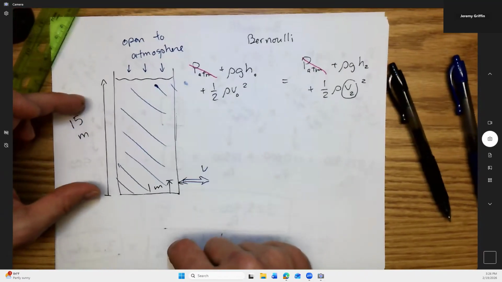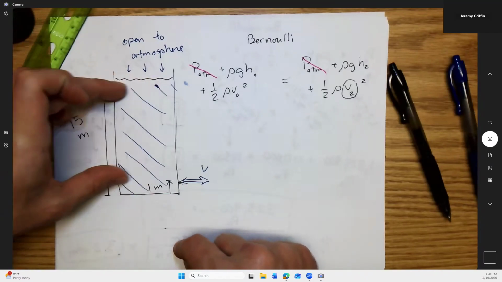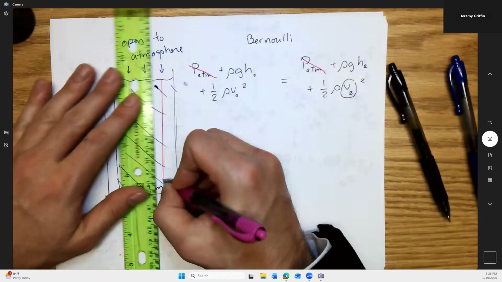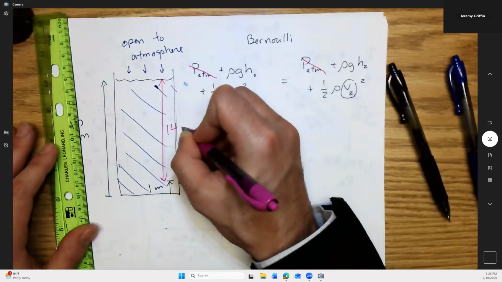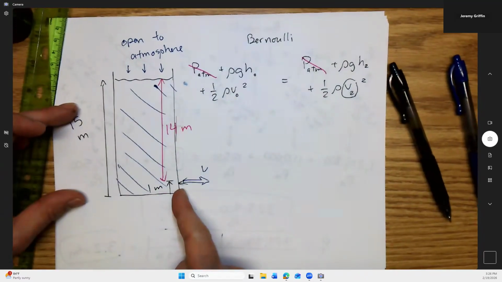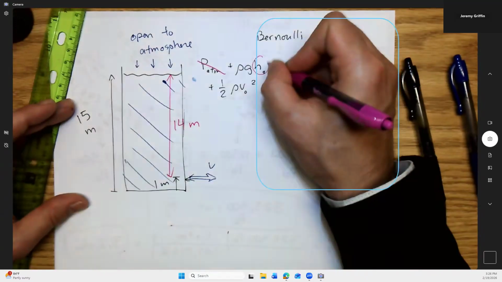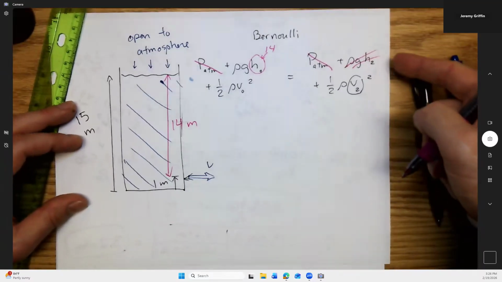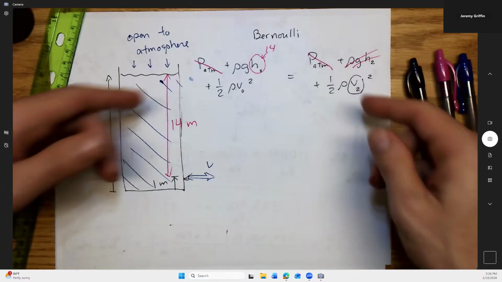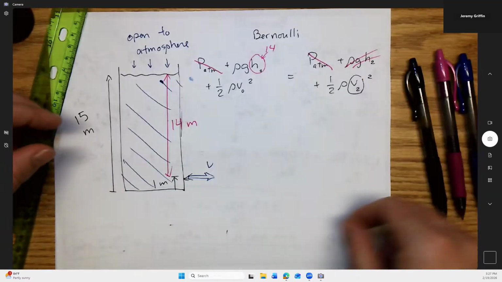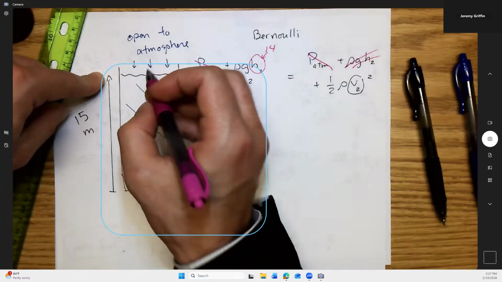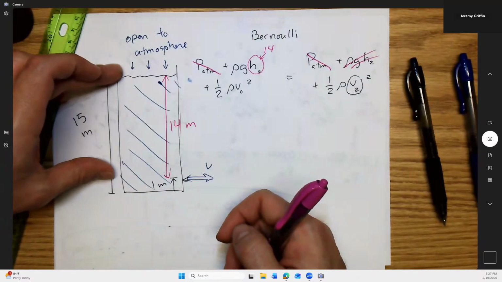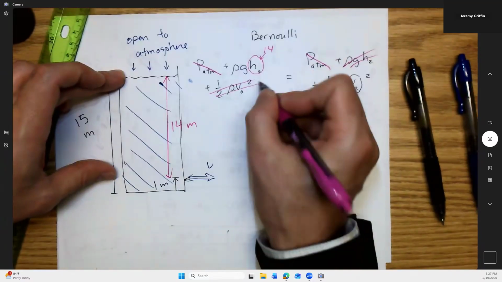What is the actual relevant height difference? Does everybody see 14 meters, 15 minus 1? Could I plug in 14 for this initial height and call the other 0? That'd be the same thing. Or I could go 15 to 1, and you get the same answer. Final simplification: if this is a big old tank of water and it's a little spurt down here, what is approximately the speed of the water up here? 0, so that goes away.